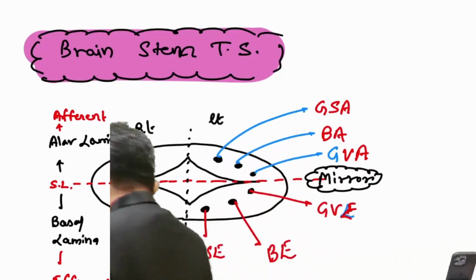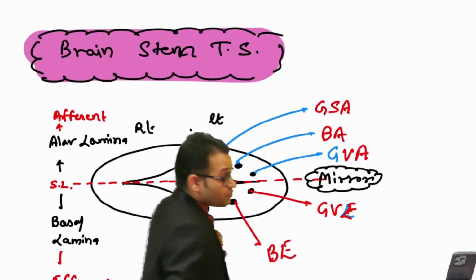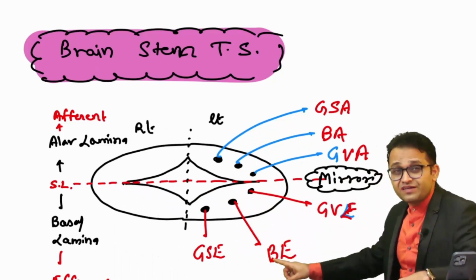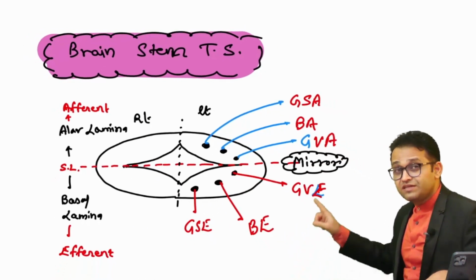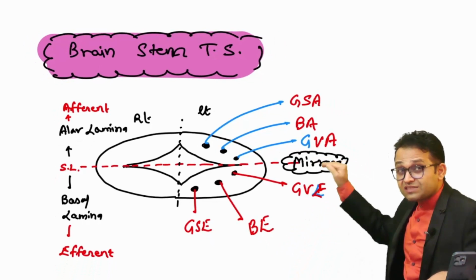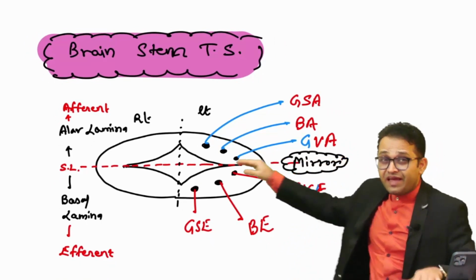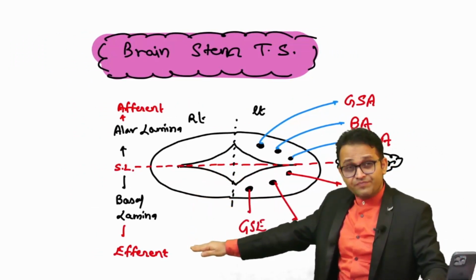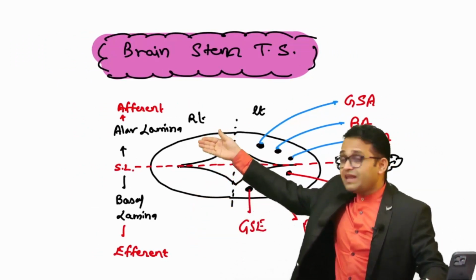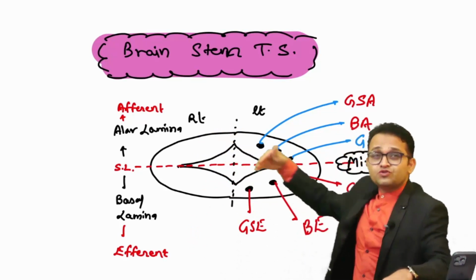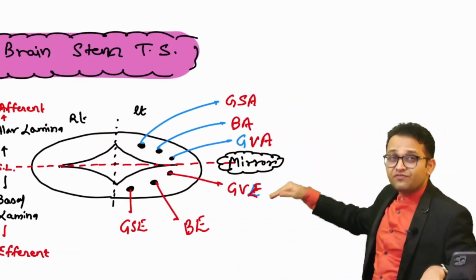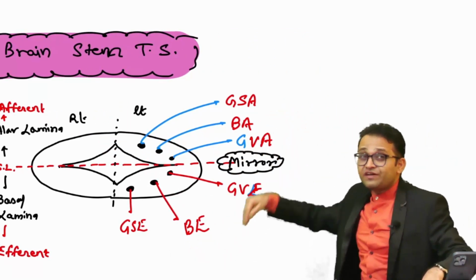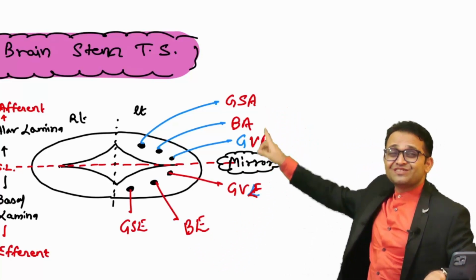Getting the point? So the upper part of the medulla is not closed, but it is open. So this is the sequence. Do you remember general somatic efferent? Then branchial efferent. Then general visceral efferent. Then sulcus limitans is acting like a mirror image. Below the sulcus limitans is the basal lamina, which gives origin to the efferent, and above the sulcus limitans is the alar lamina, above the efferent. So using the mirror term: general visceral efferent, branchial efferent, general somatic efferent. This is the sequence.